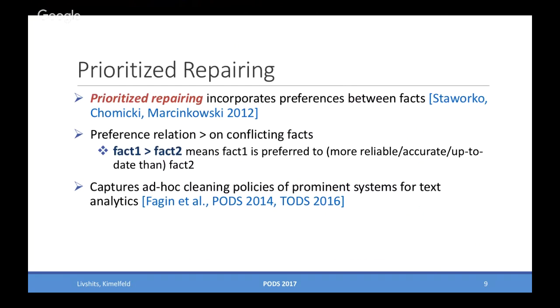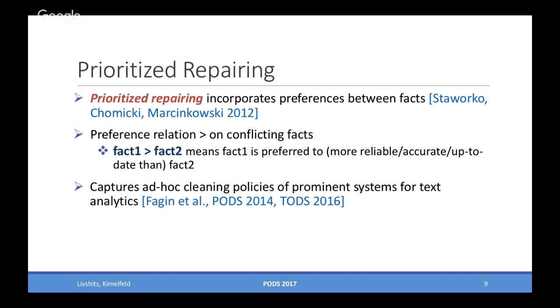In this work, we focus on a framework proposed by Staworko et al. that incorporates preferences among facts in the database. What they proposed is to have a preference relation between conflicting facts. We say that fact 1 is greater than fact 2 if fact 1 is preferred to fact 2 for some reason. Fagin et al. showed that this framework actually captures some cleaning policies that are used in existing systems for text analytics, such as SystemT and GATE and others.